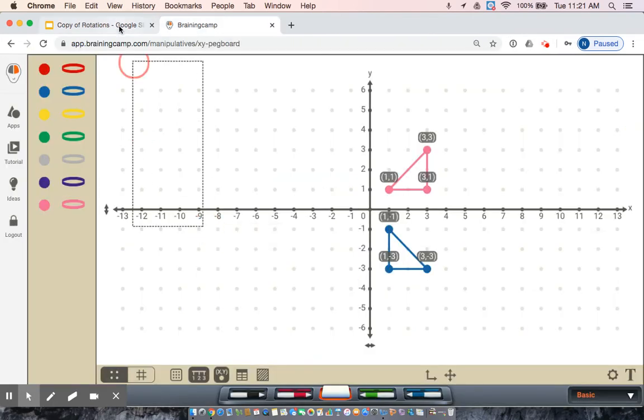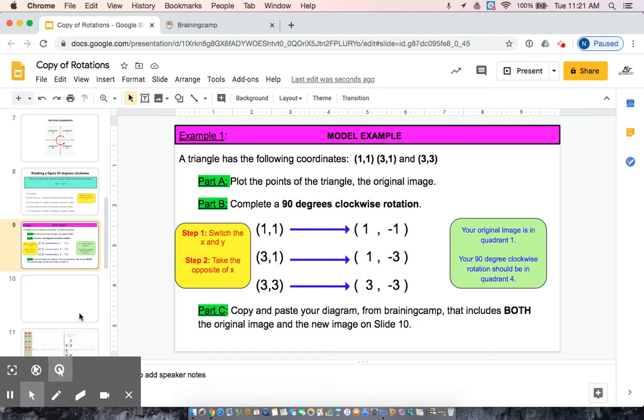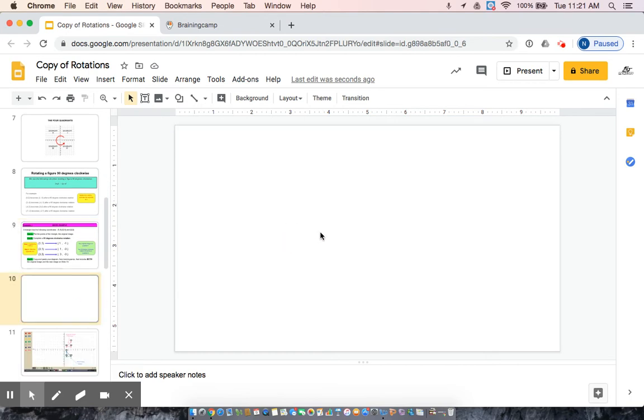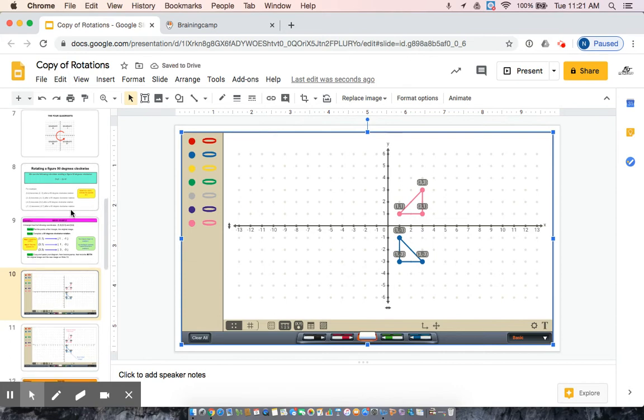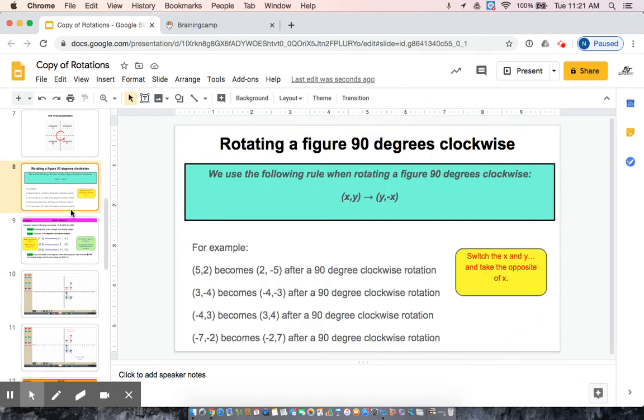Okay, so most importantly, I have to copy and paste this image. So right click, copy, come to the next slide, and simply paste. Okay, and there's my work. All right, so that's the rule for rotating an image 90 degrees clockwise. You first switch the x and the y, and then you take the opposite of whatever your x value was in your original coordinate.